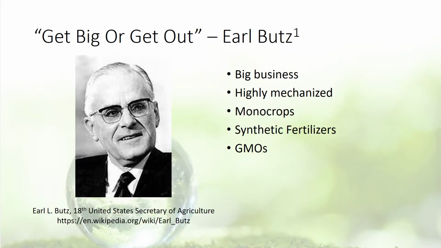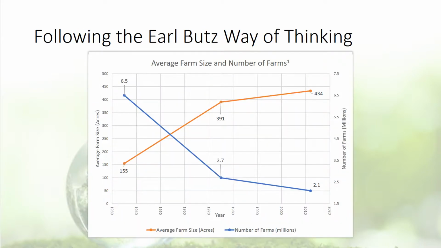Earl Butz, the 18th U.S. Secretary of Agriculture, is famous for his policy of get big or get out. This brought agriculture into the big business state of mind and resulted in a new way of approaching farming in America. Trends show the Earl Butz way of thinking has taken root in American culture.